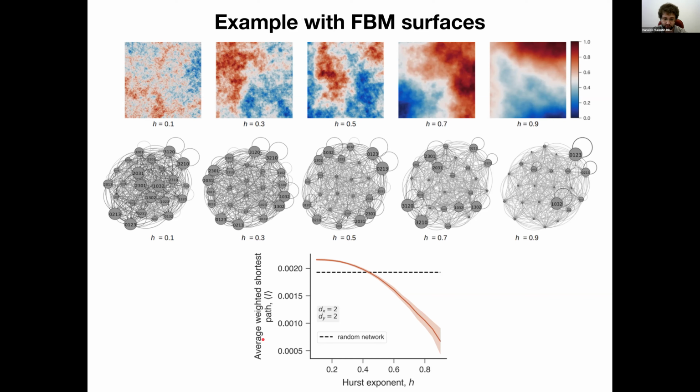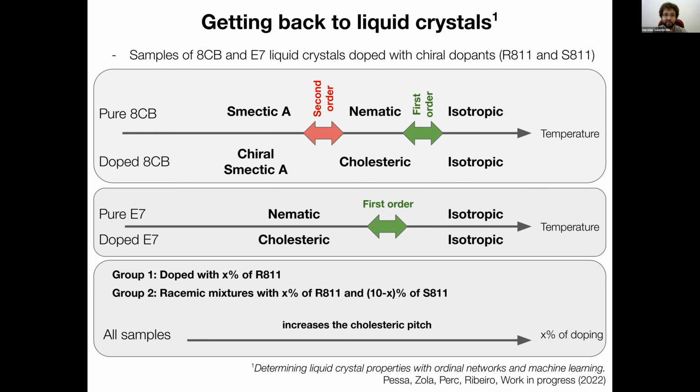What I did was to estimate again the average shortest path for each of these images. And you see here basically the same plot. So again, we can use the average shortest path as an indication of the Hurst exponent associated with the values of the fractional Brownian motion surfaces. Okay, but we need to get back to liquid crystals one more time.